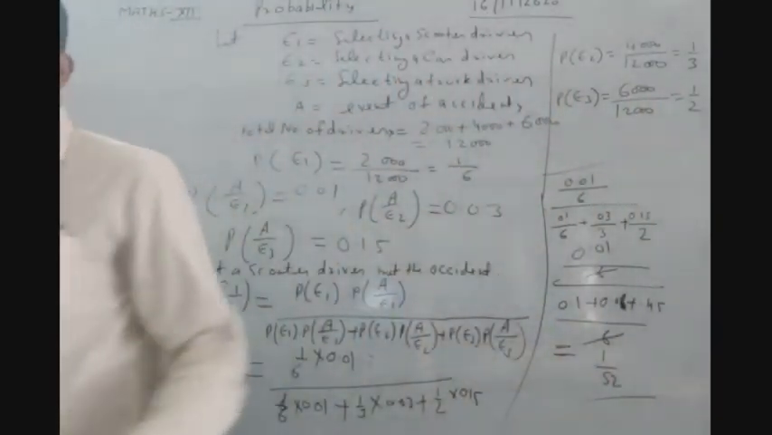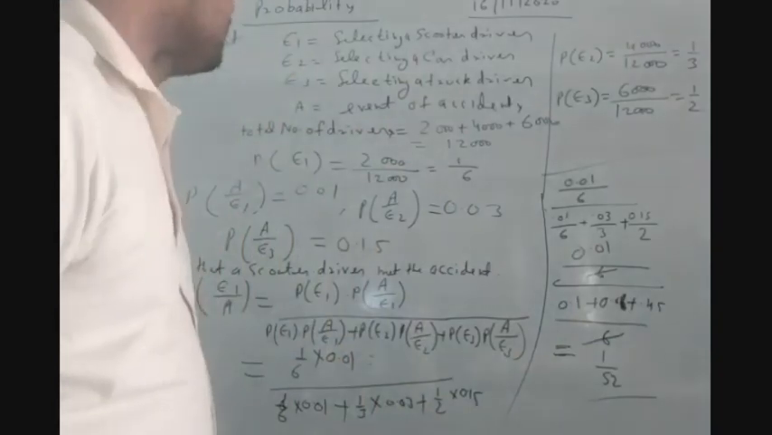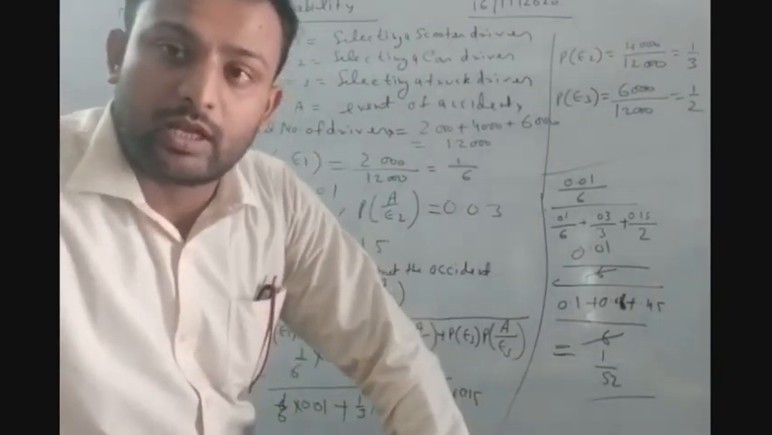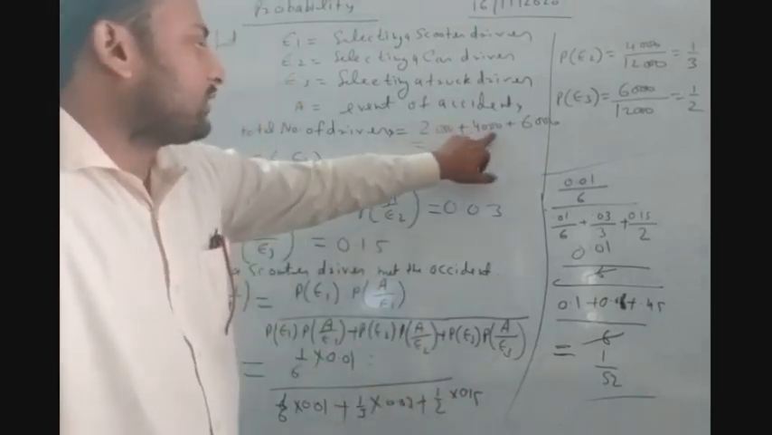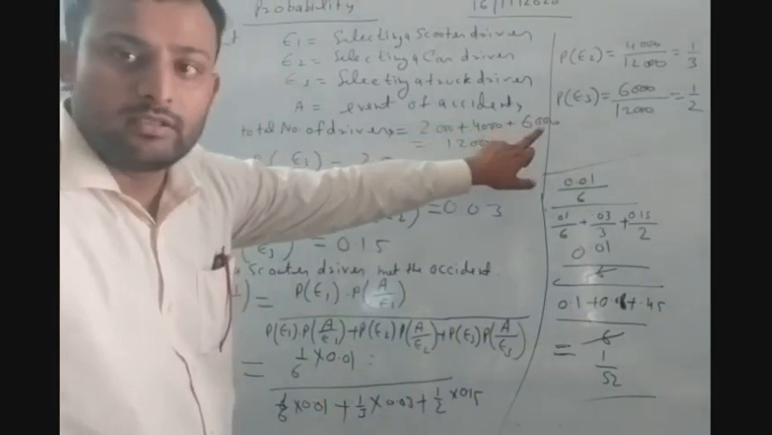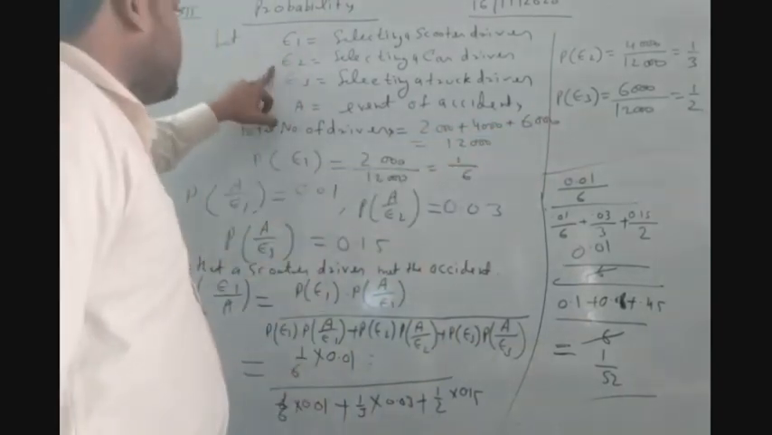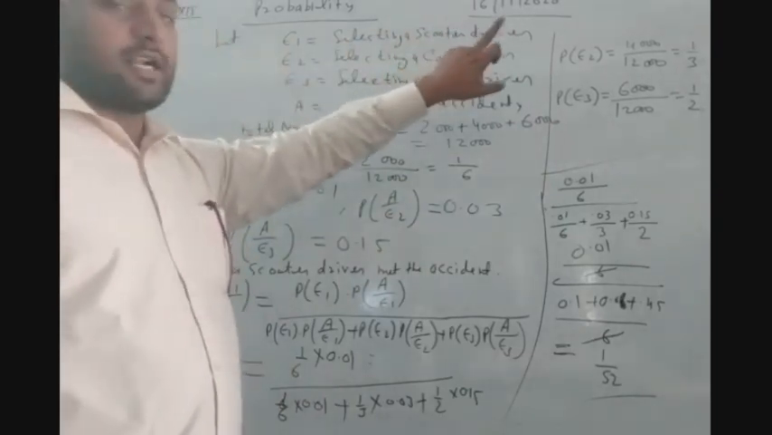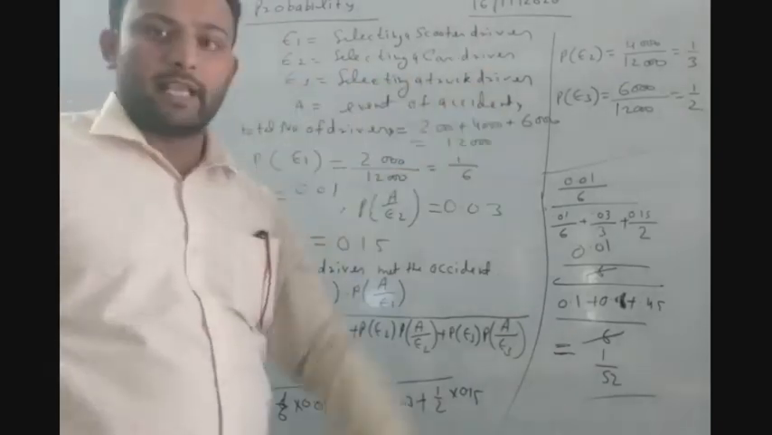Okay, this will be the required probability which we have to find out. In this question, we are given that there are 3 types of drivers: 2,000 scooter drivers, 4,000 car drivers and 6,000 truck drivers. So we have taken events E1, E2, E3: selecting a scooter driver, selecting a car driver, selecting a truck driver, and A will be the event of an accident.